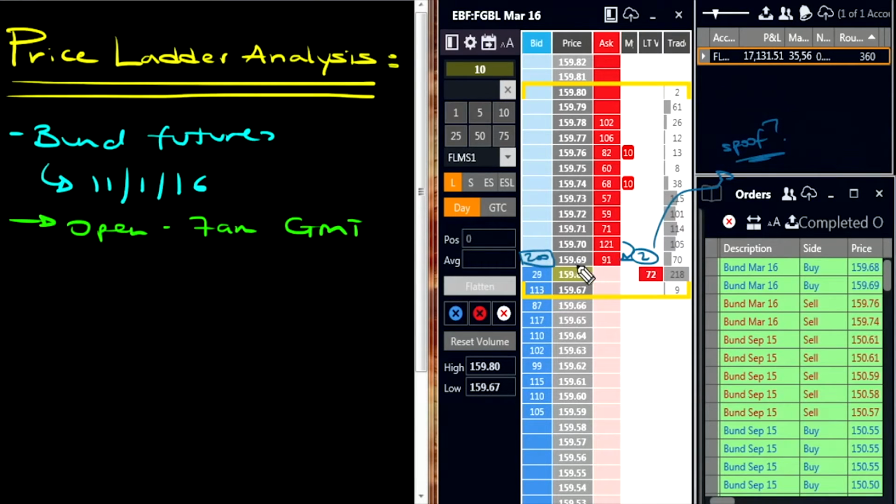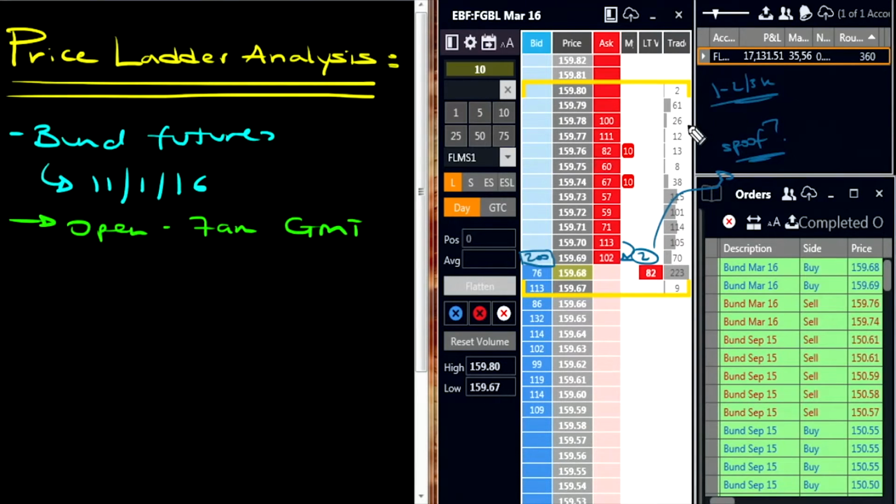Possibly. You know, usually during the cash session, a spoof would probably be between 1 to 2, maybe 3K lots to actually spoof the market. But given that we're just in the futures session, 2 to 300 lots can actually spoof the market a little bit, because you can see the average bid and offer size is quite small.